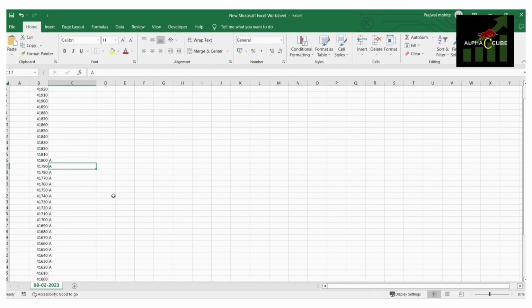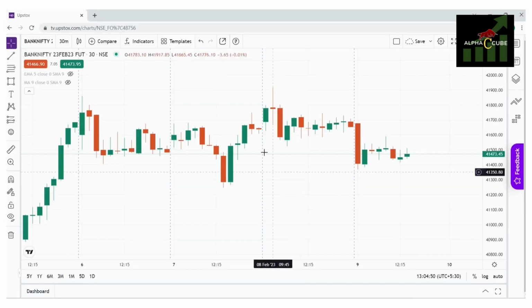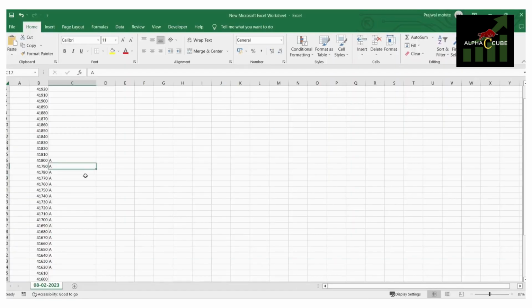So the next candle will be B, like the next 30-minute candle will be the B period. You can see that the high for the second 30-minute candle is 41,917. I've just rounded off, and the low is 41,665. So now let's get into the spreadsheet and do the same thing we did for the A period. So the high is 41,917. Since it is above 5, the nearest 0 will be 920.